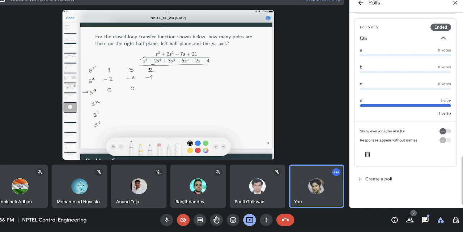That means there is an auxiliary polynomial, and this polynomial can be obtained from the row above. The highest order is fourth order, and these coefficients are for S4, these are for S2, and this is S0. So your auxiliary polynomial will be the S4 term plus 3s square plus 2. Is this auxiliary polynomial clear?